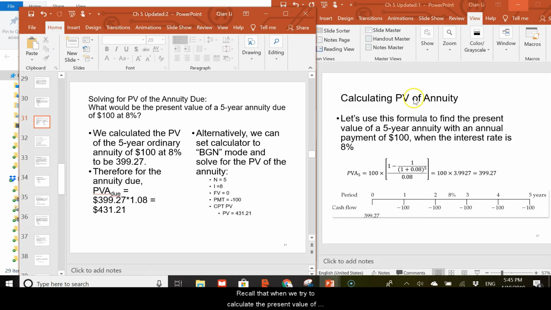To calculate the present value of the annuity due, same idea. Recall that when we calculated the present value of the ordinary annuity for this 5-year $100 and 8%, we got $399.27. So to calculate the present value of the annuity due, we simply use this number multiplied by 1 plus i. So we got 433. That's the present value of this annuity due. You can also try to switch your calculator to the beginning mode and calculate the present value of this annuity due directly, and you should also get the 433 under the BGN mode.